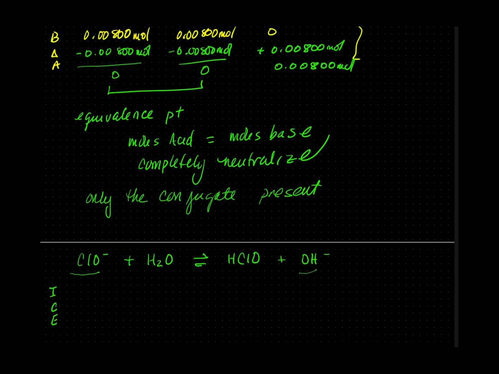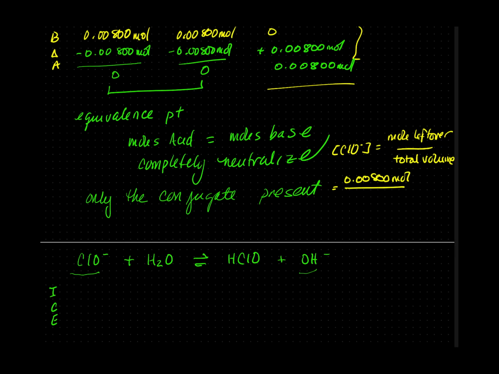So now we need to calculate the molarity of the ClO minus. Molarity of ClO minus is going to equal moles left over divided by total volume. It's going to equal 0.00800 moles, which is up here, divided by the total volume, which is 40 from the acid plus 80 from the base, 0.120 liters. This is going to equal 0.0667 molar. So the initial concentration of the conjugate base is 0.0667 molar.